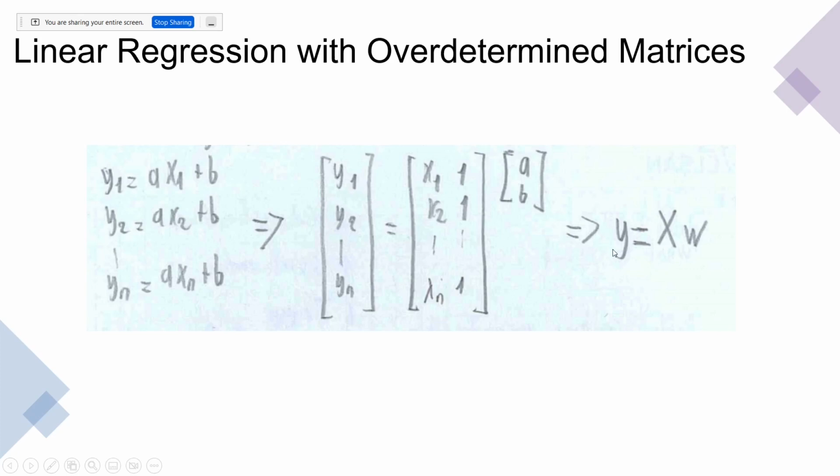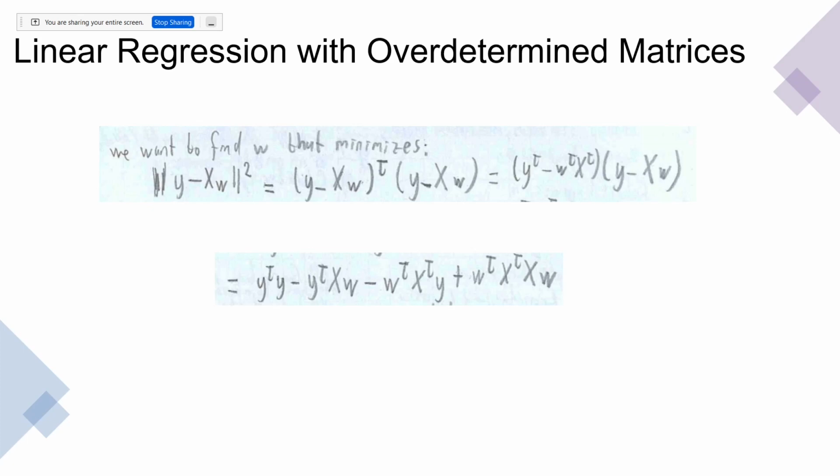So if I write this in matrix notation, that's basically y is equal to x times w. W stands for A and B. That's a column-wise matrix. Y is a column-wise matrix as well. That's basically storing my observations, and x is storing my x measurements as a column-wise matrix as well.